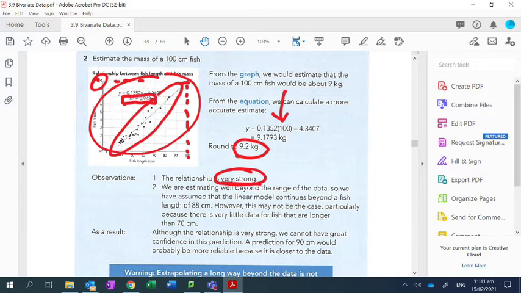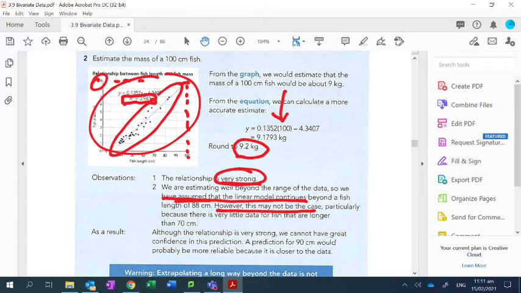You're estimating well beyond the range of the data, so we have assumed that the linear model continues beyond a fish length of 88 centimeters. However, this may not be the case. Every extrapolation should always include that bit. We are assuming, or have assumed, right? What is it you've assumed? And you need to know and state that that may not be the case.